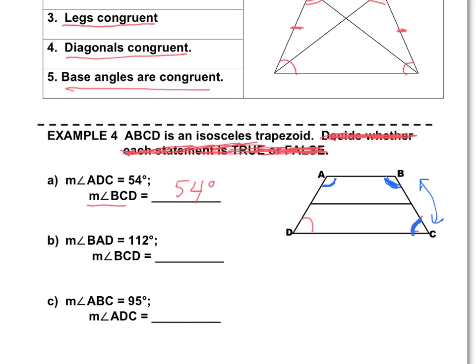So if we can figure out angle B, then we should be able to figure out angle C, right? If angle A is 112, then because it's isosceles, angle B is 112, right? And then these two have to add up to make 180. So I take 180 minus the 112, and that leaves us with 68 degrees.